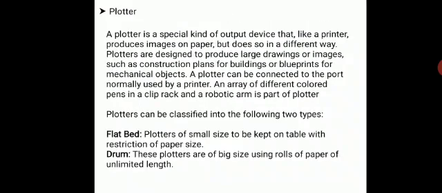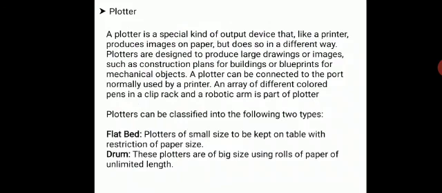Next one is plotter. A plotter is a special kind of output device. Yes, it is an output device like a printer that produces images on paper but does so in a different way. Plotters are designed to produce large drawings or images such as construction plans for buildings or blueprints for mechanical objects. A plotter can be connected to the port normally used by a printer.